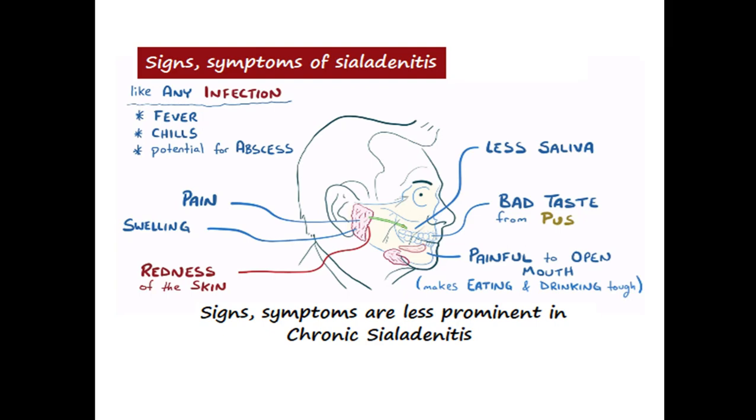And automatically, when the gland is inflamed, there will be less production and secretion of saliva, and when it is infected, particularly by pyogenic bacteria, the patient may complain of a very bad taste, which comes from the pus, and there may be foul swelling. The patient suffers from pain when he or she opens the mouth, and this situation leads to difficulty in eating, drinking, and even speaking. As compared to acute sialadenitis, in chronic sialadenitis the signs and symptoms are less prominent and slowly and gradually develop. They are more prominent during an acute episode during the course of chronic sialadenitis.